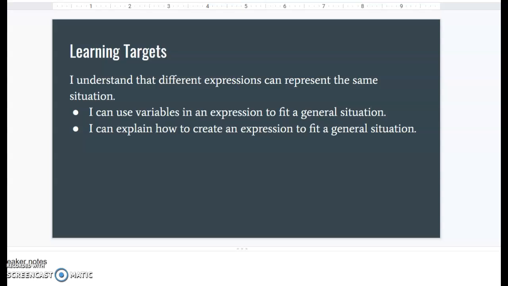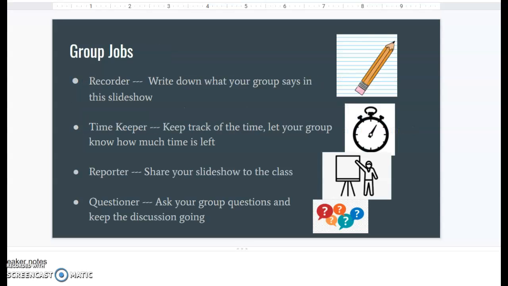If you are in the meet like you should be, you're going to be doing this with a group. And there are 4 jobs for the 4 or 5 people in your group. One person is the recorder who will write down what your group says in the slideshow. They could also share their screen if they would like. Then there's the timekeeper who keeps track of the time.